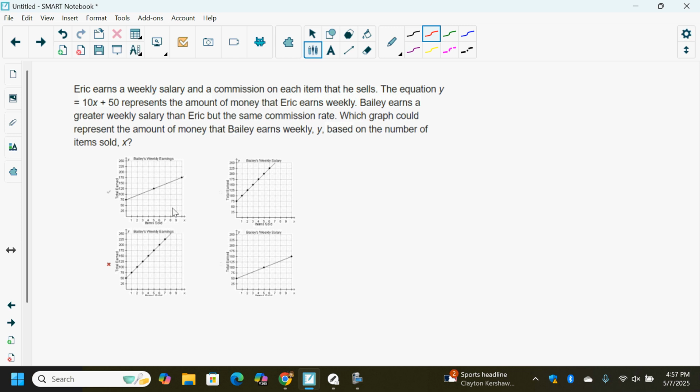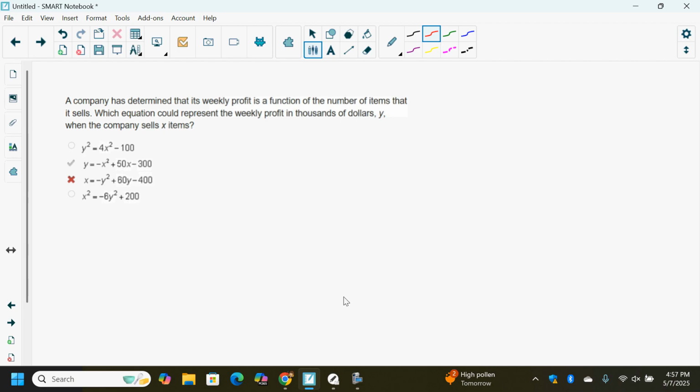Okay, so the ones that had the same slope but was Eric's graph. This is probably Eric's graph, but this is the correct answer for Bailey, because notice that it has a slope of 10. So if we go up 50 and over 5, 50 divided by 5 is 10. And it starts at a higher number, which is 75. So that's why that was the correct answer.